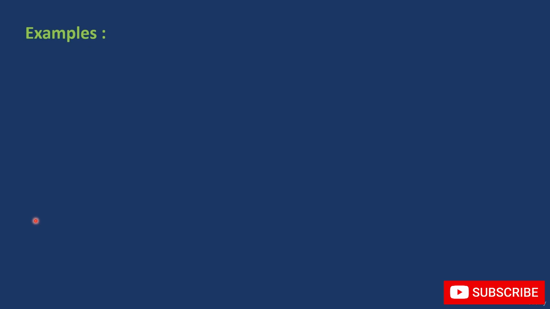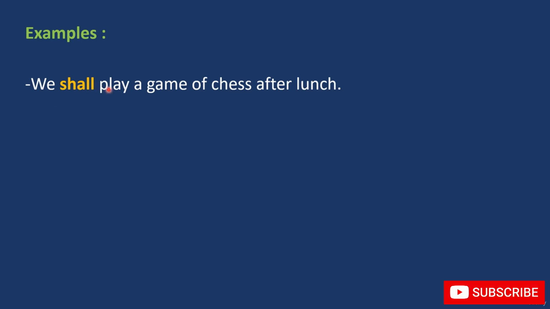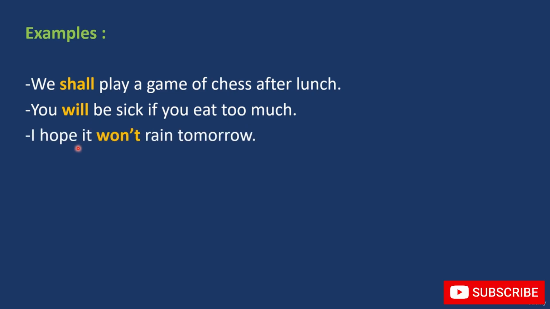Let's have some more examples about the future tense. We shall play a game of chess after lunch. It means that we will play a game after lunch. I can say we shall play or we will play. Both are right. You will be sick if you eat too much. I hope it won't rain tomorrow. When I say won't, I mean will not, but this is abbreviated form or contracted form.